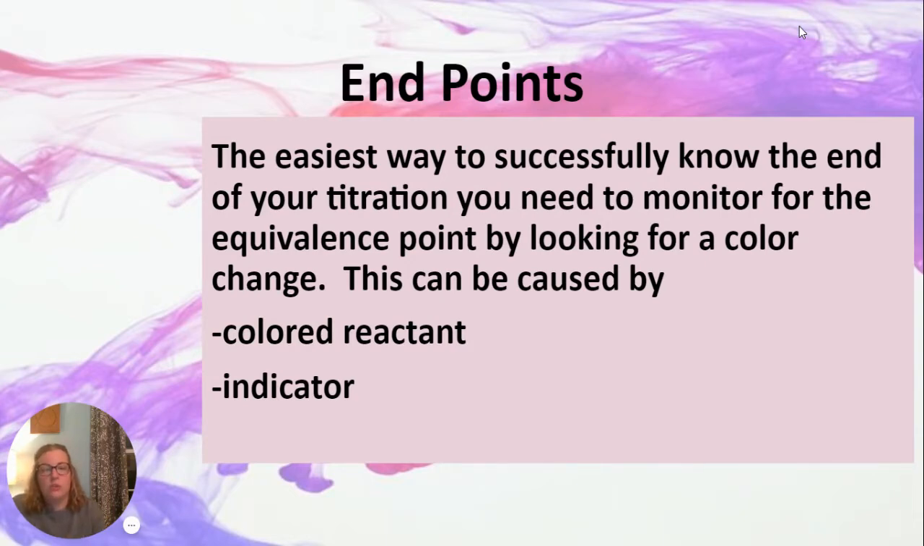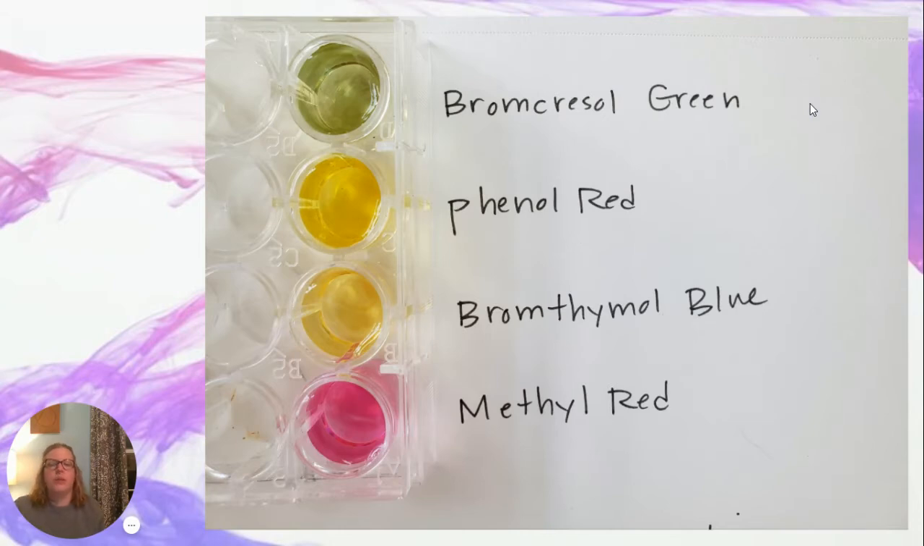The other thing you can do is you can add an indicator. Now, indicators are sensitive to pH changes, or the acidity or basicity of a solution. And a lot of times when we do titrations, we're titrating an acid or a base. And so what happens is you can catch the color transition of an indicator to show you what is happening at your equivalence point. And here are just a couple examples.